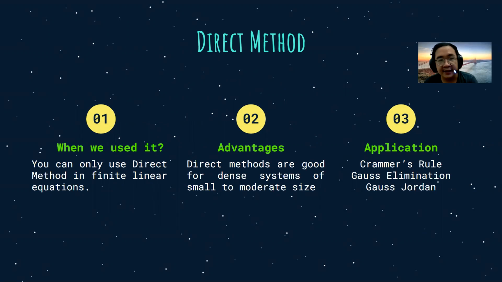What is the advantage of using the direct method? Direct methods are good for dense systems of small to moderate size. What are the applications of the direct method? Like Cramer's rule, Gauss elimination, and Gauss-Jordan.